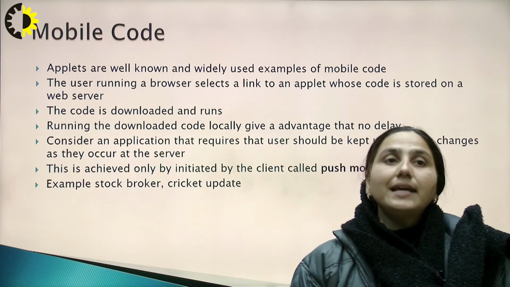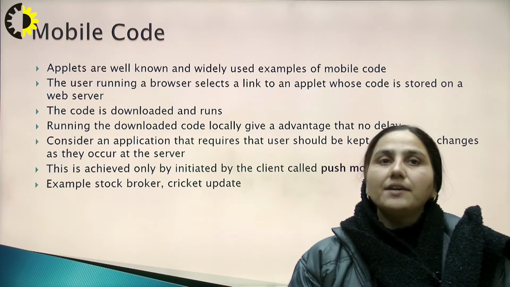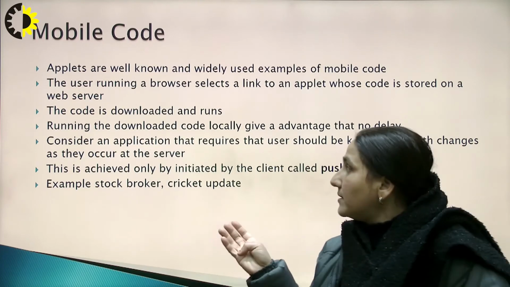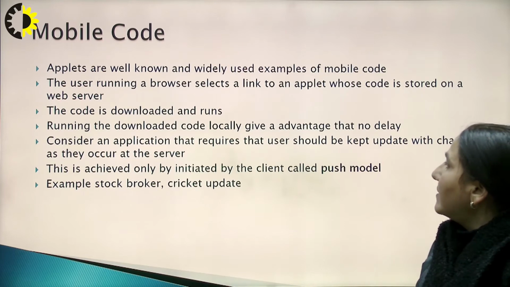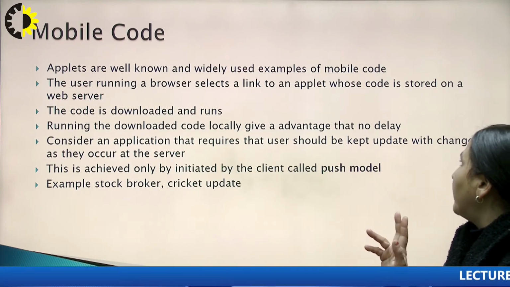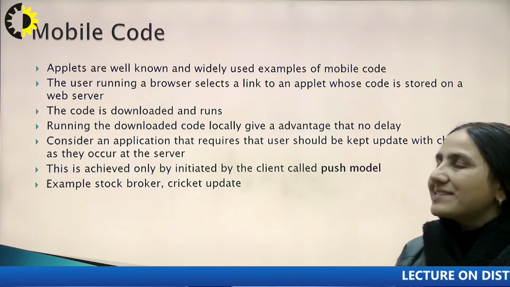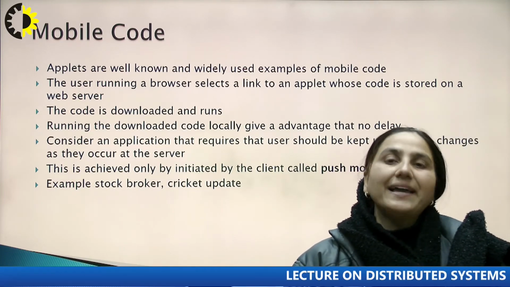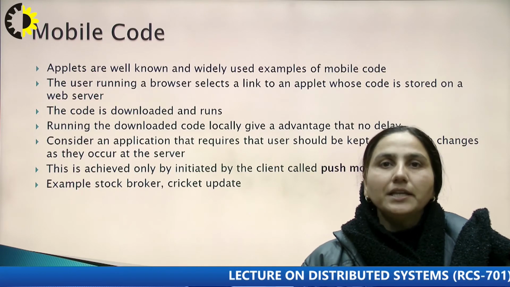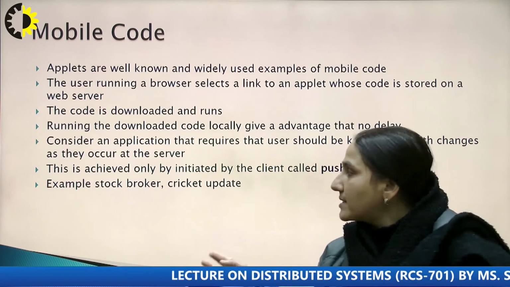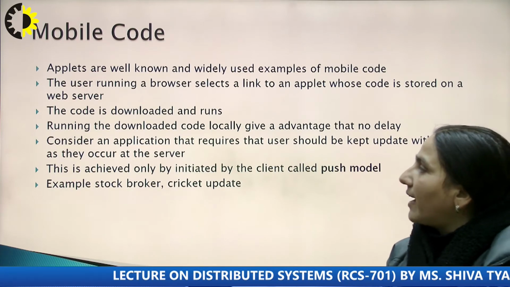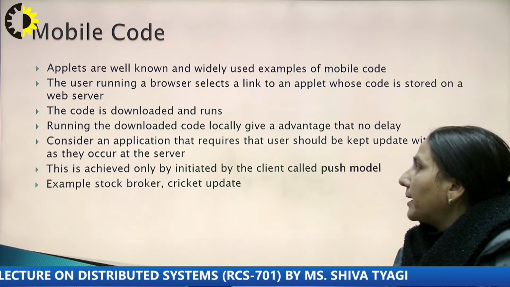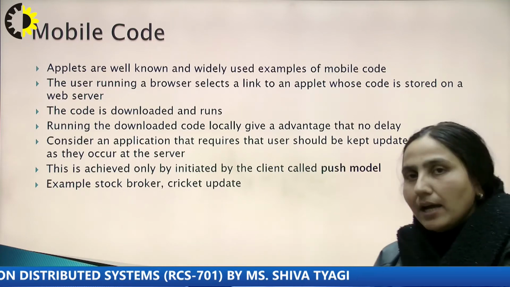Running the downloaded code locally gives the advantage that there is no delay. Now consider an application which requires that users be kept updated with changes as they occur at the server. This is achieved only by a push model, initiated by the server rather than the client. Examples are stockbrokers and cricket updates. These are examples of mobile code.